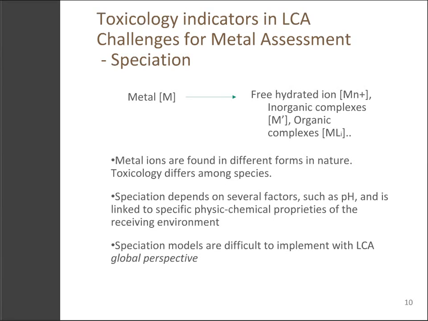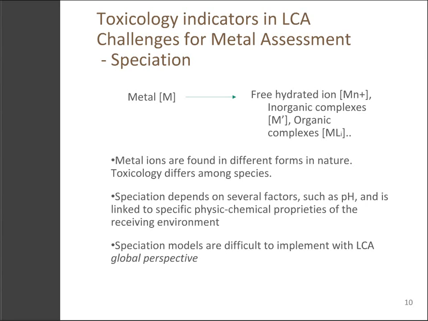This is called speciation. And these different forms of speciation differ in toxicology. So it means that while one form can be really toxic, the others may even be beneficial. And this is a characteristic of metals that is really complicated to model. And of course, it's complicated to be included when we talk about the global perspective of life cycle assessment.